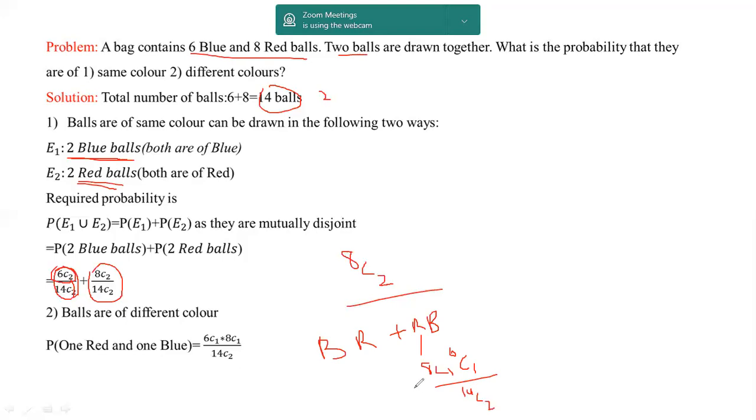Similarly, the first one is blue and the second one is red. Choosing the first blue one is 6C1, so out of 6 blue balls, we are choosing one blue ball, and the remaining one is taken from the red. We have 8 red balls, so 8C1 by 14C2. We have 14 balls, out of which we are choosing two, one from blue and one from red. So this combination gives the first one blue and second one red, and this combination gives the first one red and second one blue. So by solving that, we'll get the probability.